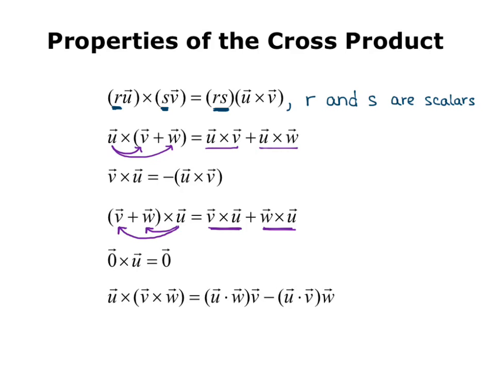And the last one, u crossed with parentheses v cross w equals u dot w times v minus u dot v times w. So remember, the dot product gives you a scalar, so it's a scalar times v minus a scalar times w as your result. So these are the 6 properties of the cross product that you'll need to know.